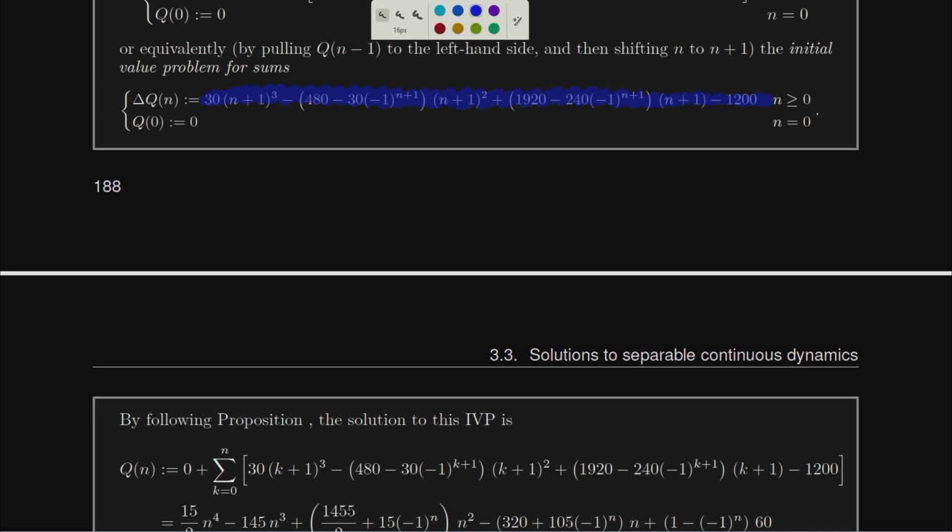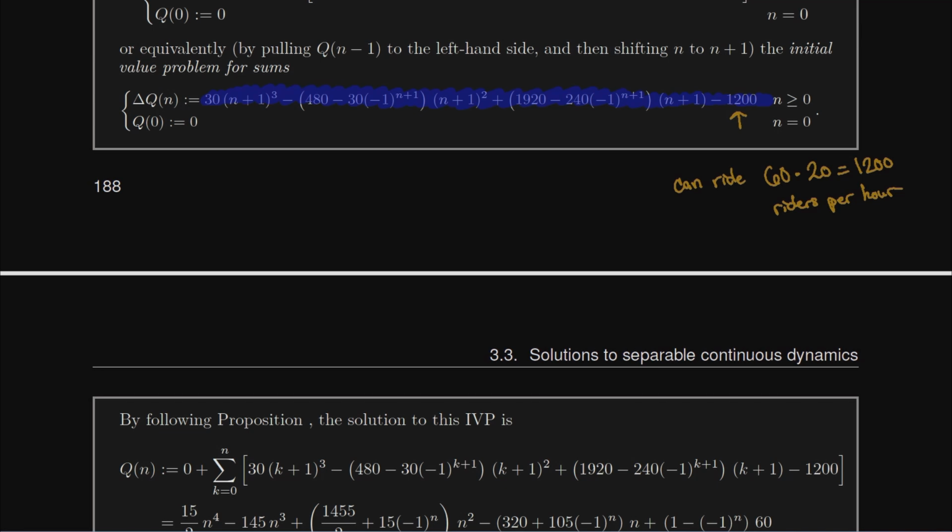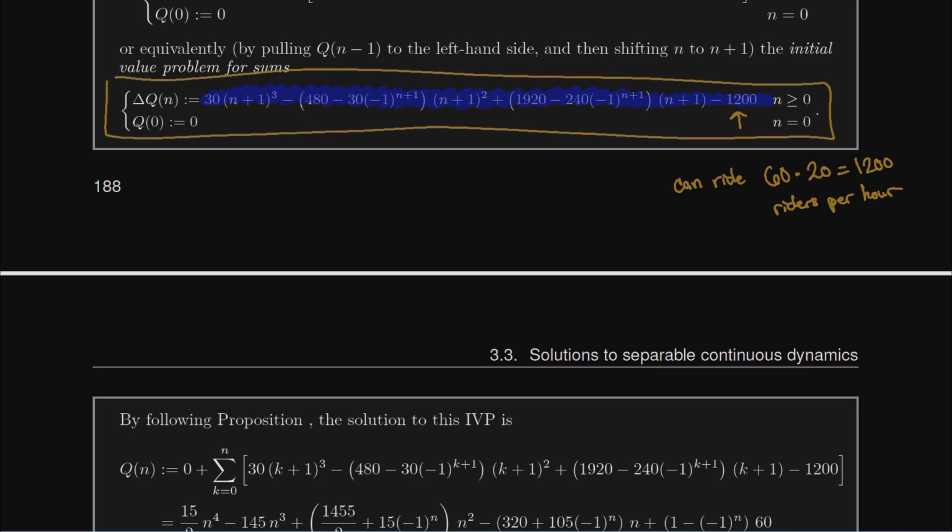Well, r is actually constant here, because we talked about how our roller coaster can ride 60 minutes in an hour times 20 riders, which gives me 1,200 riders per hour. And so this will be my initial value problem for sums, which I can then go ahead and solve using the formula. Well, what is the formula here? It's going to say q of n is equal to where I started. I started at 0, and I'm going to add the sum starting at k equals 0, because that's my initial time 0, and I'm ending at n minus 1.